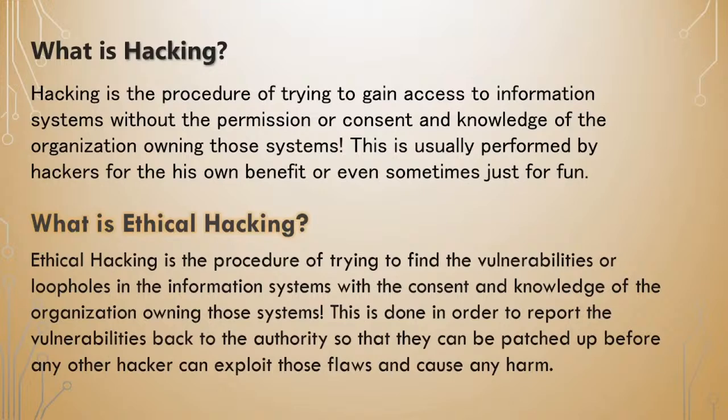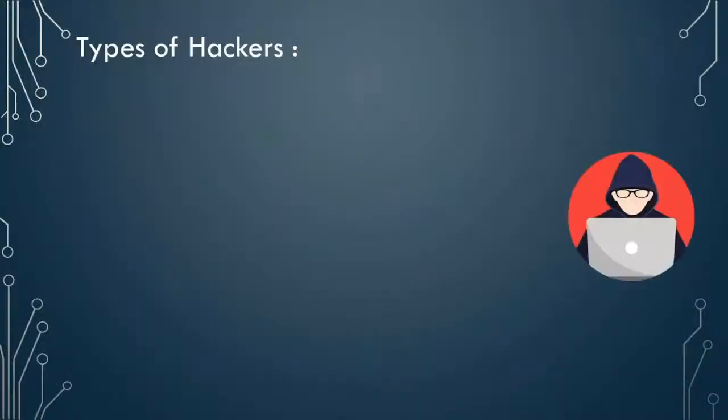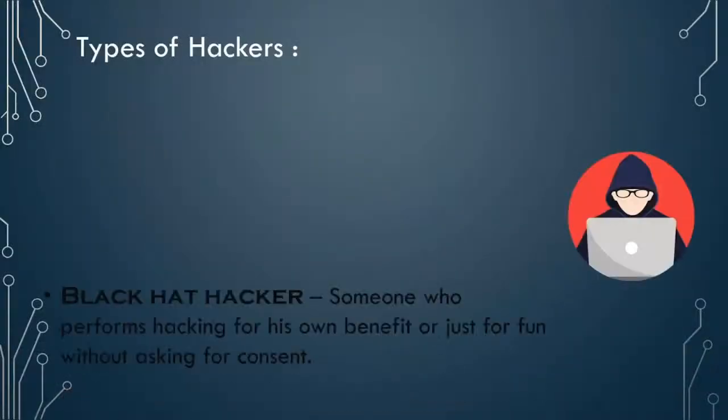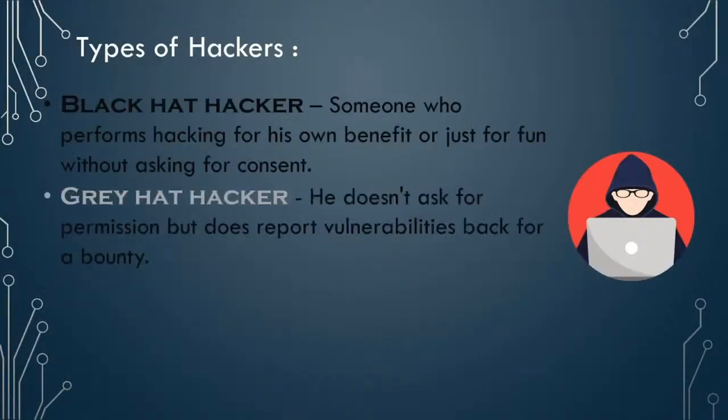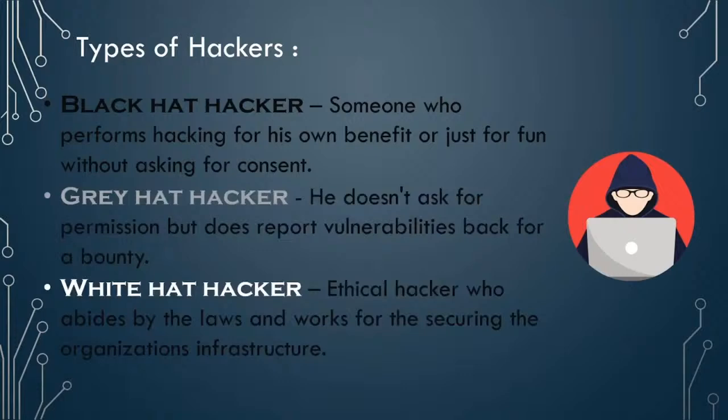Now, depending on these two definitions of hacking and ethical hacking, we can categorize the types of hackers. Basically, there are three types: a black hat hacker, a gray hat hacker, and a white hat hacker. A black hat hacker can also be termed a cyber criminal who performs hacking for his own benefit, or sometimes even just for fun, without asking for consent. On the other end of the scale, we have the white hat hacker. White hat hackers are also known as ethical hackers or penetration testers.